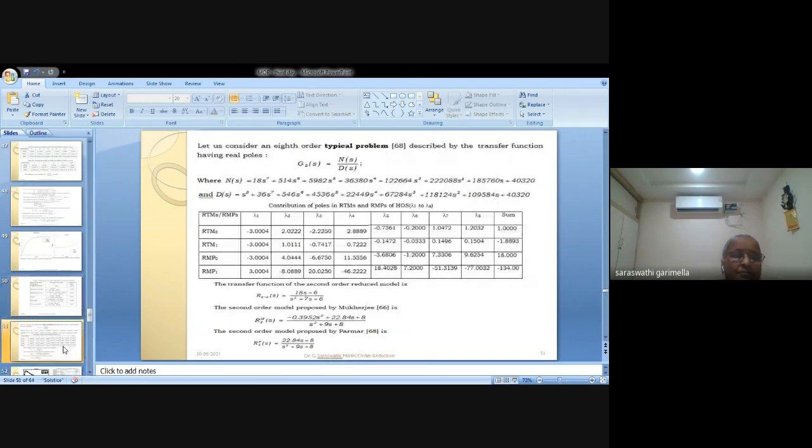Then another method, this is a typical problem, an eighth order. Here also I considered the contribution, RTMs and RMPs. So the highest and the lowest I considered. If you see, this is the highest, but I wanted to consider the lowest, and these are the lowest. But for RTMs I wanted to consider the highest. RMP is the lowest, and for RTMs it should be the highest. So in that way I considered the poles, and for zeros I think I considered only 2.